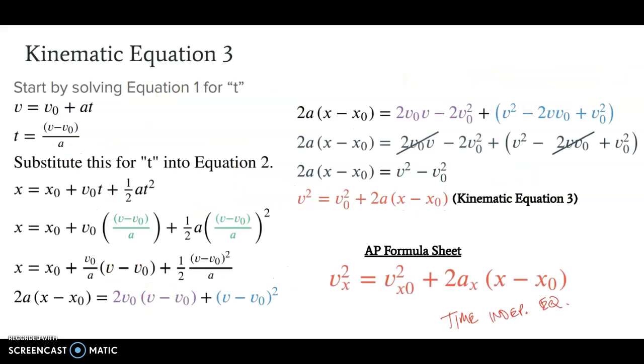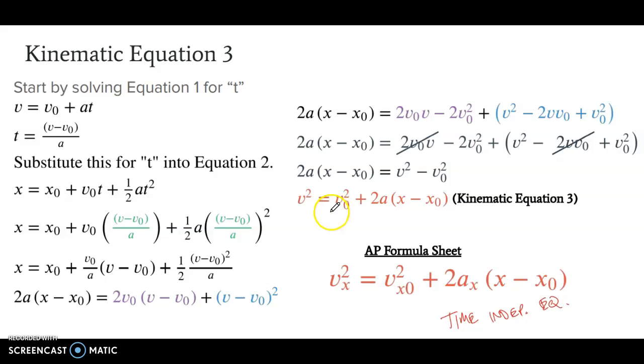Our third kinematic equation is actually my favorite of the 3. So we have our first kinematic equation that we solved for. We're going to rearrange this to solve for the variable t. We'll then substitute this into our second kinematic equation anywhere that there's a time. We do that substitution. There's a little bit of algebra we have to work out, but if you follow along, you should see that a lot of stuff cancels out, and we end up with this elegant v final squared equals v initial squared plus 2a times the change in x. This is our third kinematic equation.